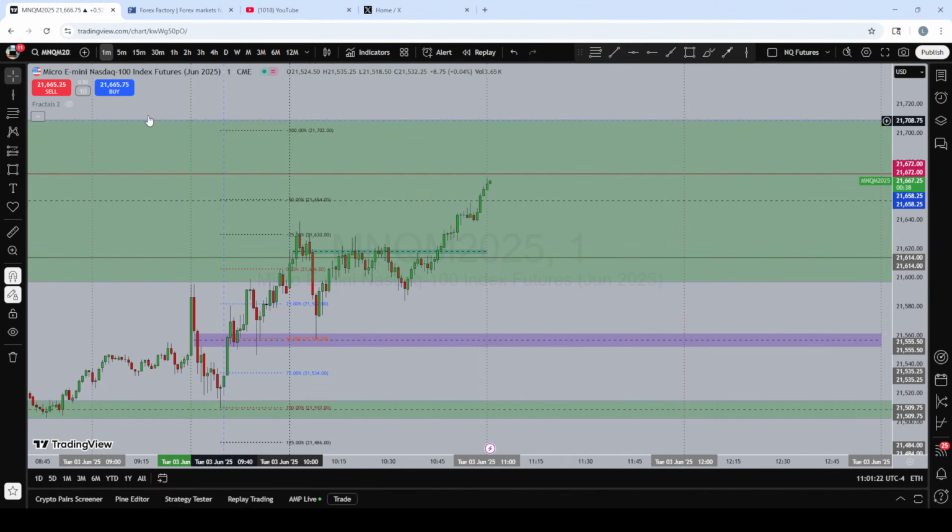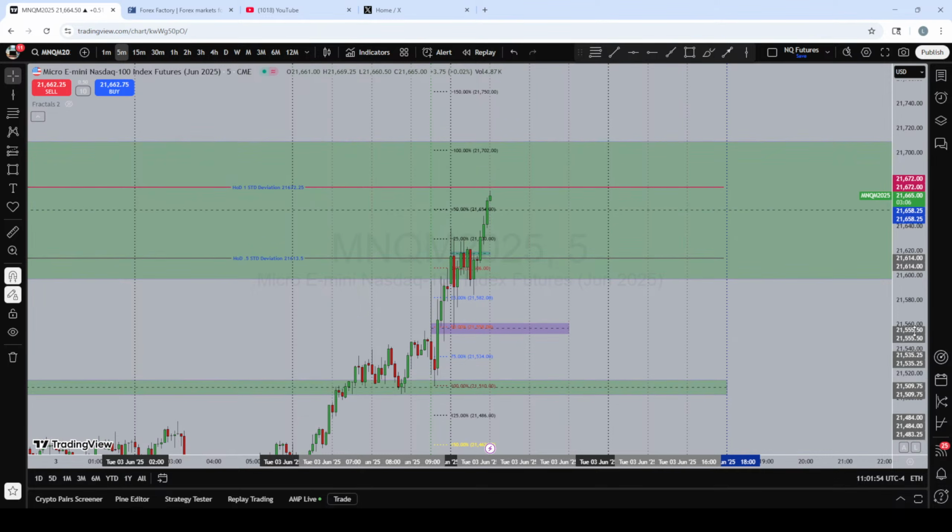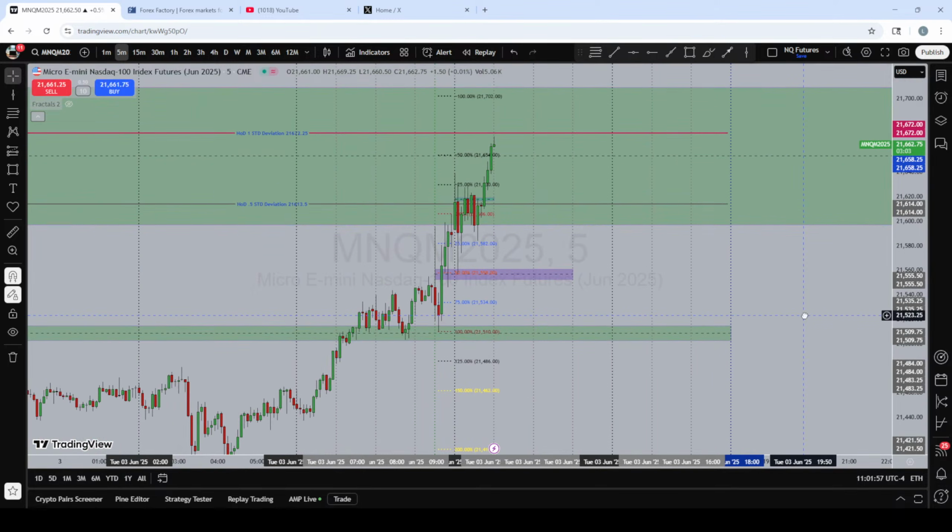Okay. Now I'm going to take you to the 5 minute. What does that say? High of day, one standard deviation, 21,672.25. Okay, it's there. It's been there. It's going to stay there. It's been there since last night, since London. I even took a screenshot of it before the opening of today to show what my plan was.